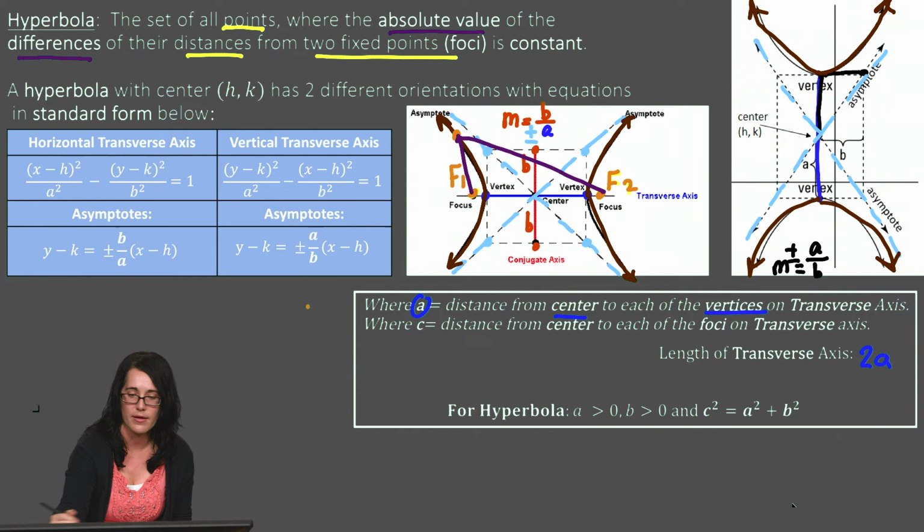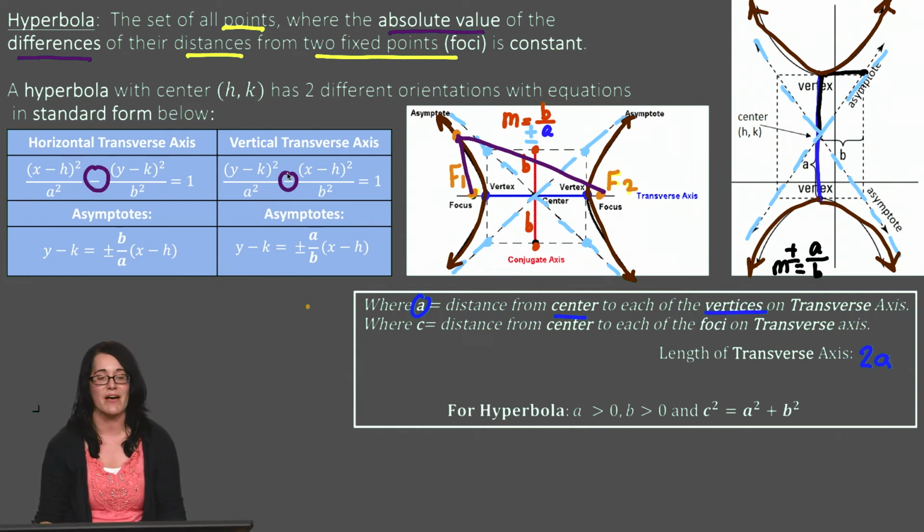Let me grab my pen. Now we have a difference in our equations. We have an x squared term over a number minus a y squared term over a number, and vice versa, equaling 1, where (h, k) is still my center. But now here's something that is new.